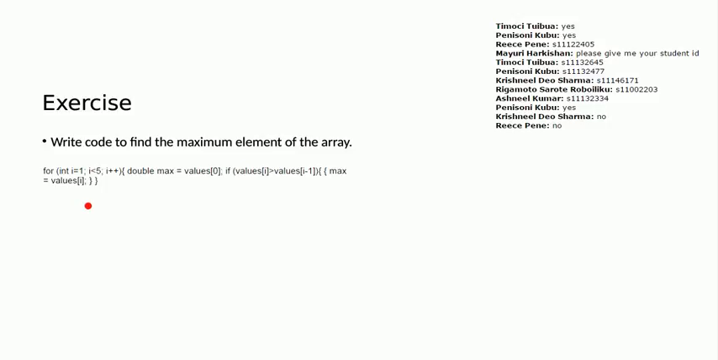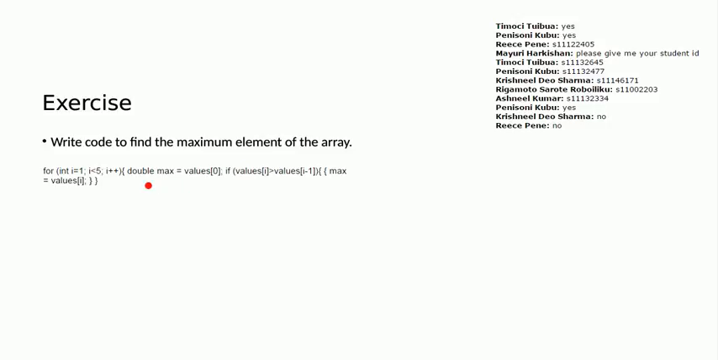If the value at index I, let's say initially it will be 1, right? If value 1 is greater than value 0, then our max would become 1. Otherwise it will still be 0.